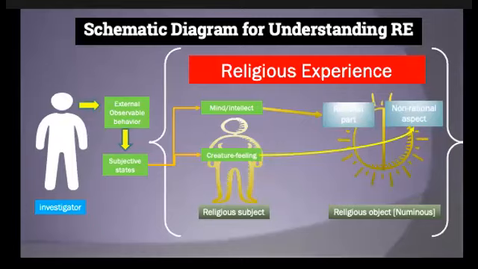The numinous, as we have seen in the earlier lecture about religious experience, has two dimensions. First, a rational part that is understood by our mind, and second, the non-rational part, which is accessed through what we call the creature feeling.